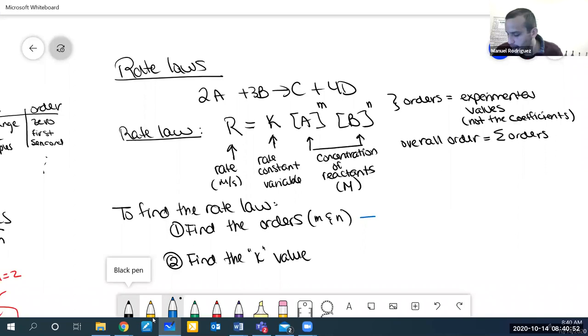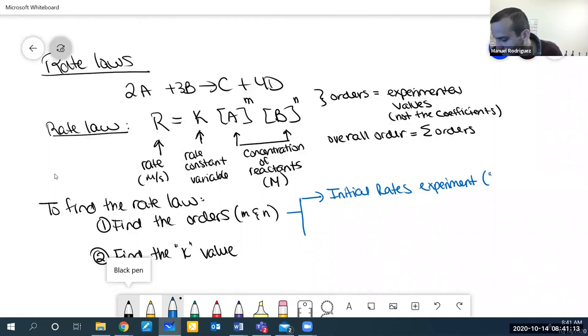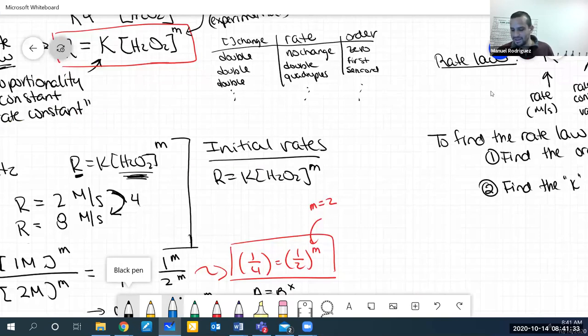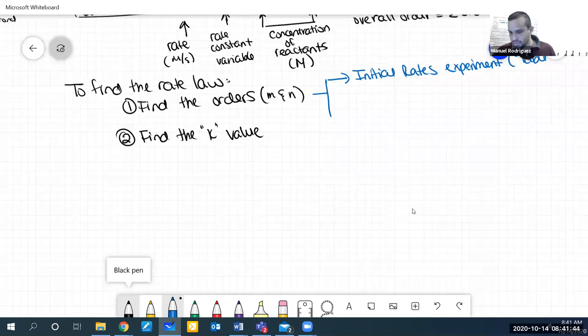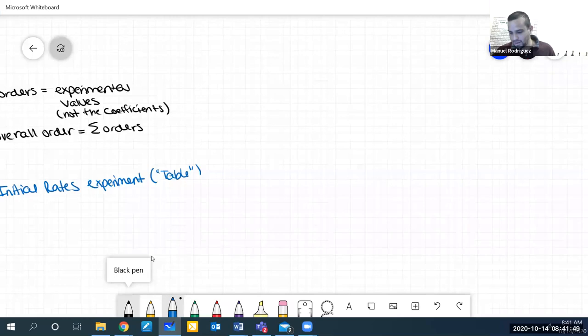And there are different ways you can do that. The first way you can do it is by using the initial rates experiment, and next to it I'm going to write table, because that's what most of you will remember it as. Doing the initial rate experiments is basically when you have the table and you pick two trials. You guys know what I'm talking about? Maybe not. Okay. Initial rates is basically doing something like this, where you take two different trials and you find the rate. So I'm going to make one problem up here so we can do initial rates.